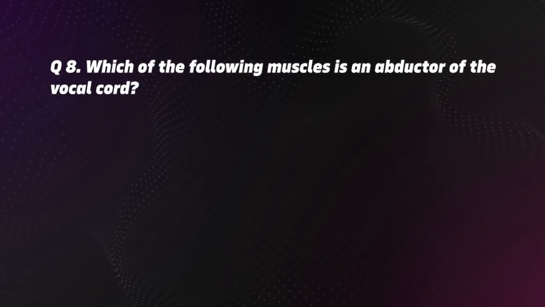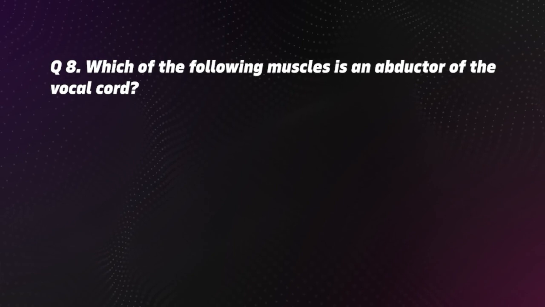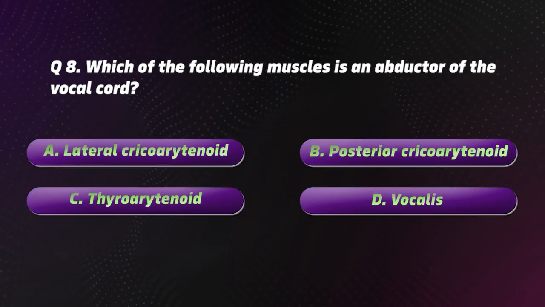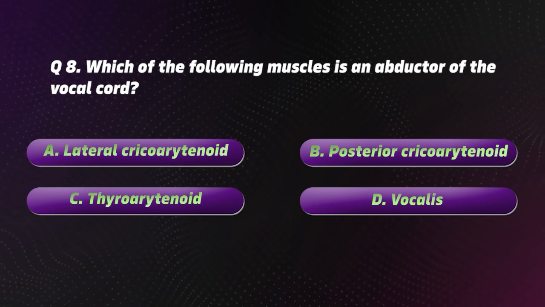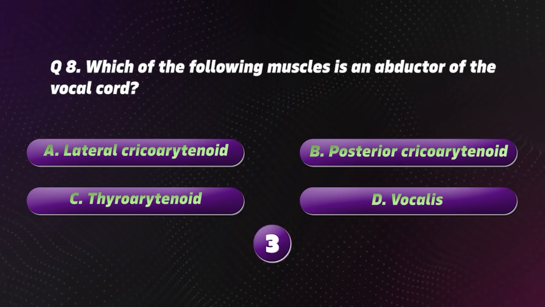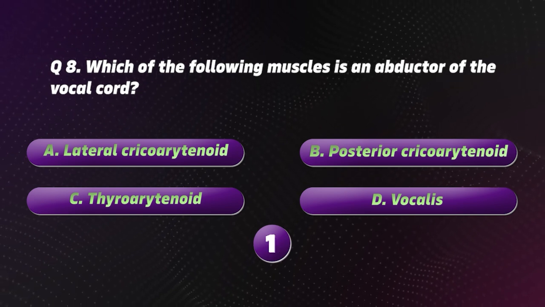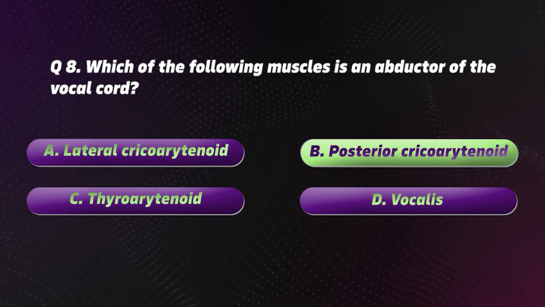Question 8. Which of the following muscles is an abductor of the vocal cord? Here are the options. A. Lateral cricoarytenoid. B. Posterior cricoarytenoid. C. Thyroarytenoid. D. Vocalis. And the correct answer is option B, posterior cricoarytenoid.